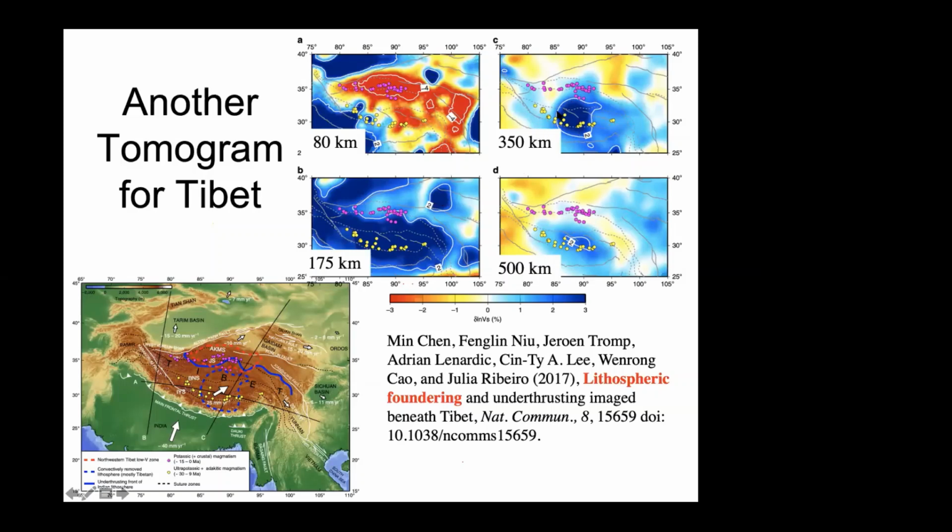At 350 kilometers, you've got a circular blob. It's not small. Notice that's more than 500 kilometers in radius. That's not just a little drip. And all the way down to 500 kilometers, you see this. The next slide is going to show a profile along this line across through this whole area.